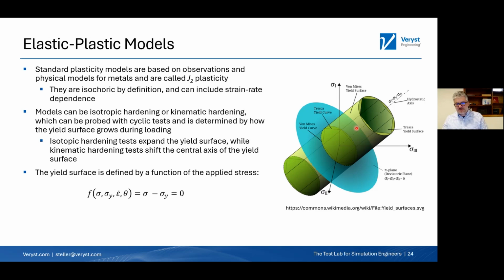Isotropic hardening means that if you get yield in tension, the yield surface is increased in compression as well. Whereas kinematic hardening, instead of expanding the entire yield surface, you shift the yield surface. So then you might have a different yield stress in compression versus tension. But essentially, we define that yield surface as some sort of function of some internal variables and go from there.